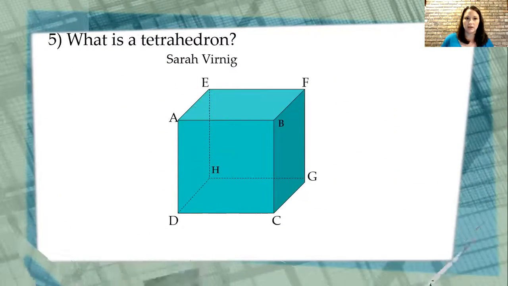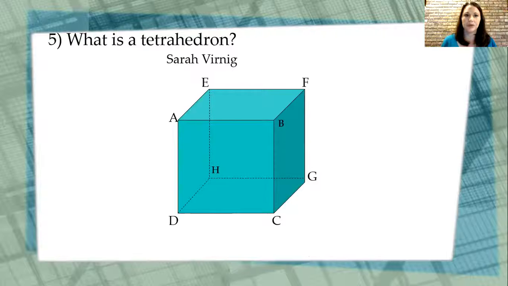Number 5, what is a tetrahedron? Okay, so we look at this big word and we're like, wow, we have no idea where to start. So let's break it down. Tetra means 4. So we have 4 faces or 4 equilateral triangles. It's also known as a triangular pyramid. That's what some people also call it.